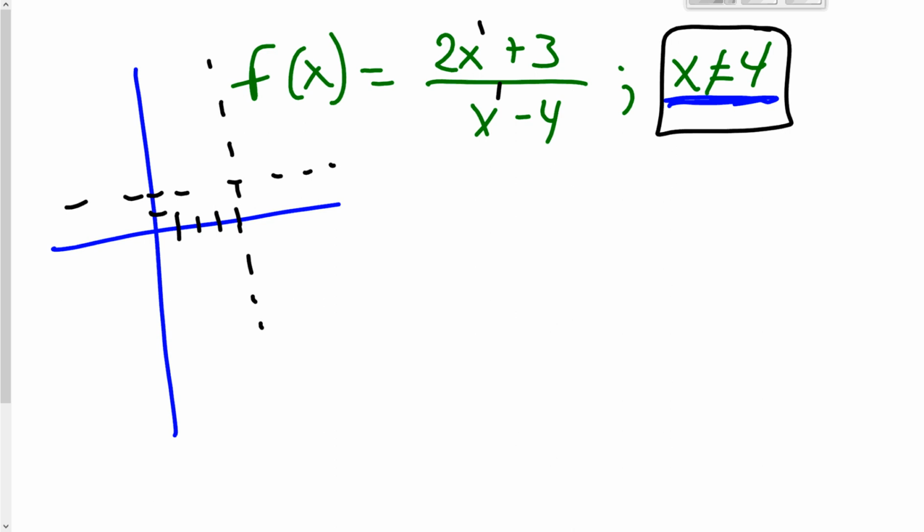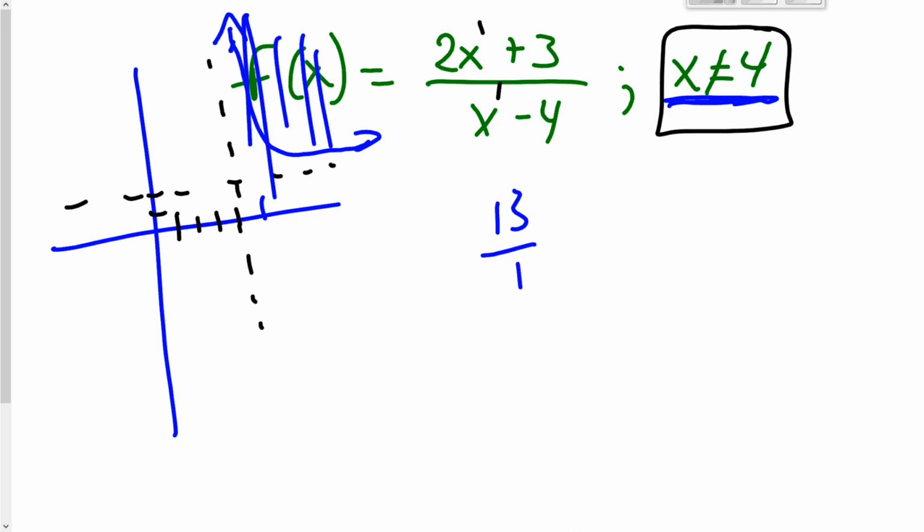And then what's going to happen here, we can plot in some points. We can plug in 5 and see what we get. We get 13 over 1, so 13, so somewhere up here at 5. So that means our graph's going to go down like this. And you notice that passes the vertical line test, because it only crosses once. And then over here, when we plug in, say, 0, we get 3 on top and a negative 4, so negative 3/4. So somewhere right here, so it looks something like this.